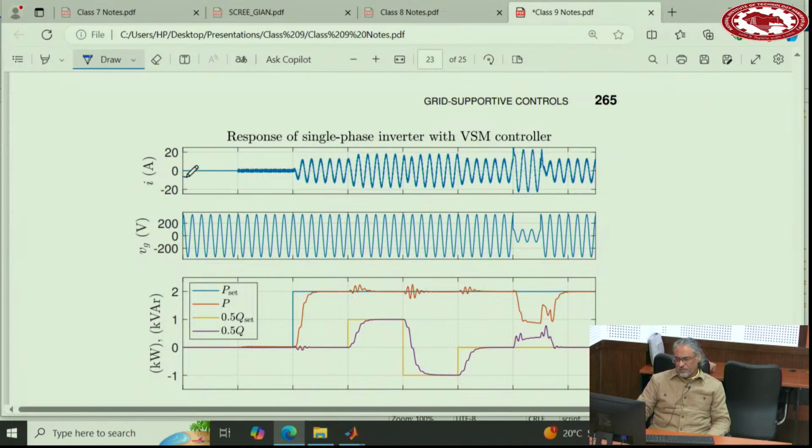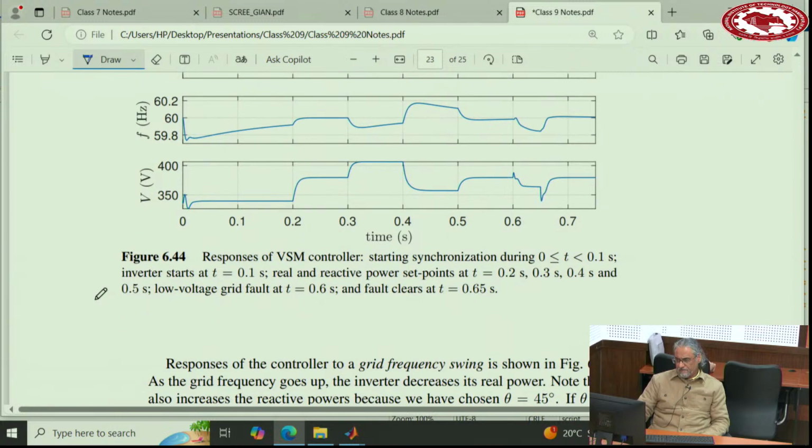So here is the starting time where the inverter is not working, but you are synchronizing to the grid. And then after the synchronization is done, you start your inverter. Set points are 0, so the current will be 0. And then the set point of real power goes to 2 kilowatt. The set point of reactive power goes to 2 kilowatt, then negative 2 kilowatt, then back. And then a grid voltage fault. So we actually managed to follow the set points. Right?